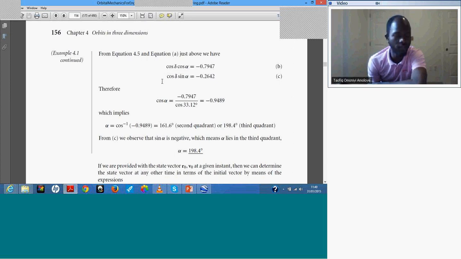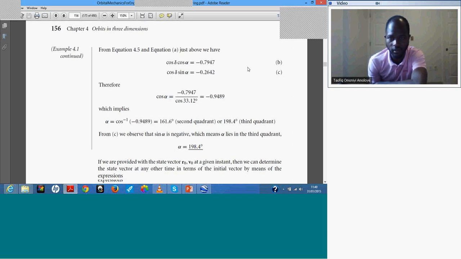I'm running out of time, so I can't explain that enough. The right ascension is equal to that in the second quadrant or equal to that in the third quadrant. That is what I was trying to drive at. We also see that sine alpha is negative, so for a negative sine alpha, cos alpha will give a value in the third quadrant. So that's 198.4 degrees.